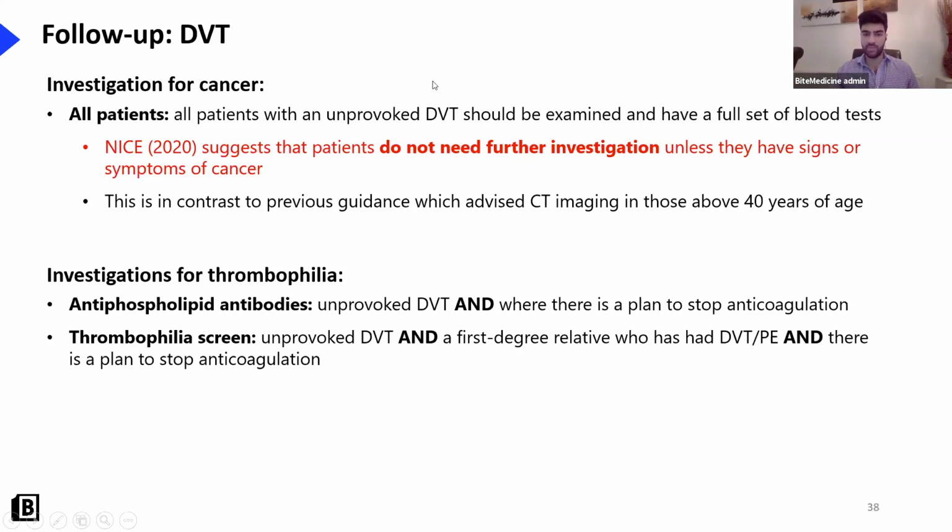So that is the update in the NICE guidelines in 2020. It's exactly the same as what we discussed for pulmonary embolus. So I'm not going to go over this bit again.